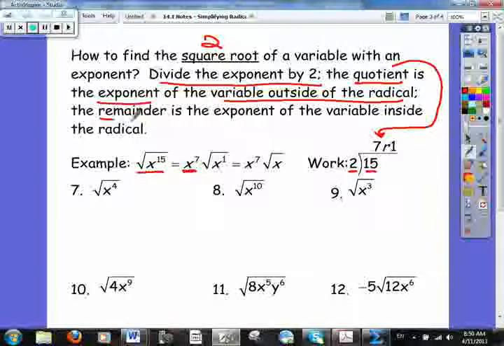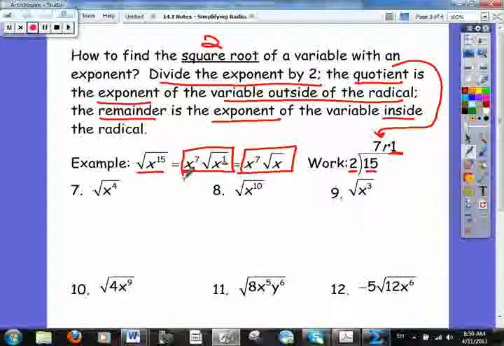The remainder, in this case 1, and any time I take the square root, the only remainder I will ever have is 1, if I have a remainder. The remainder is the exponent of the variable inside the radical. So right here, x to the 1st remains inside the radical. And then I rewrote it without the exponent. You could have stopped right there with a 1 exponent. I just rewrote it without the 1 exponent inside the radical.